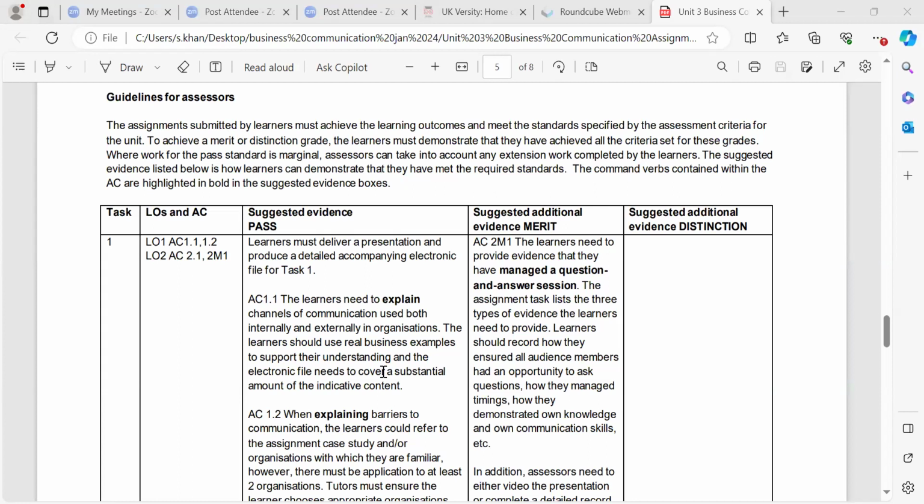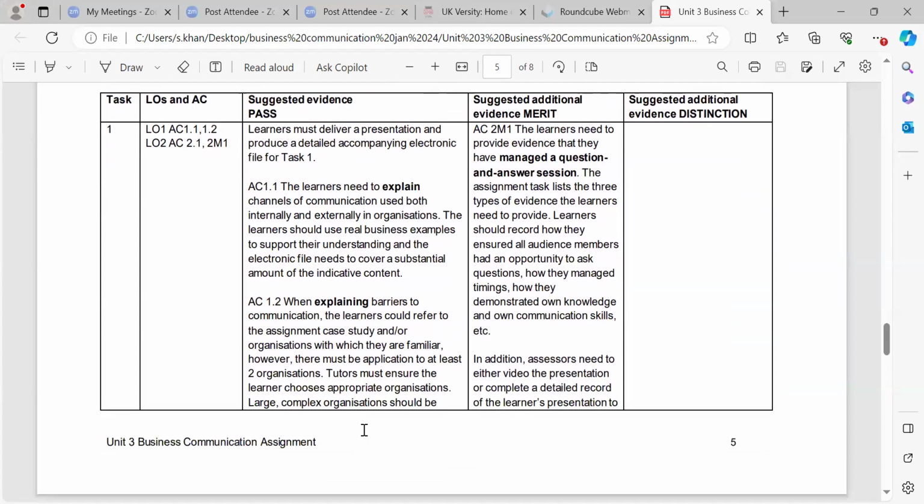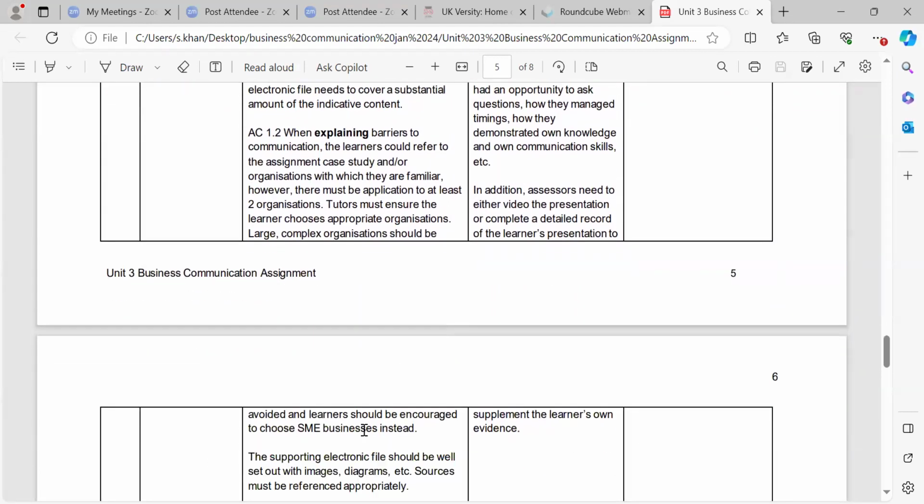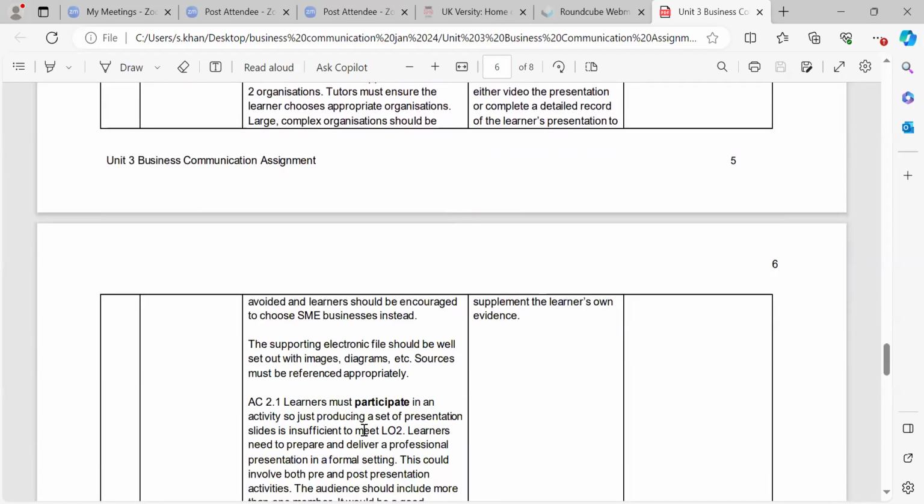The learners should use real business examples to support their understanding, and the electronic file needs to cover a substantial amount of indicative content. In AC 1.2, when explaining barriers to communication, the learners could refer to the assignment case study and organizations they are familiar with. The supporting electronic file should be set out with images and diagrams.